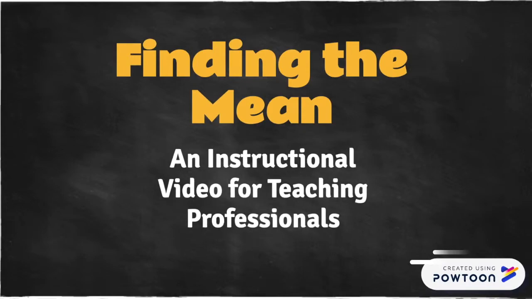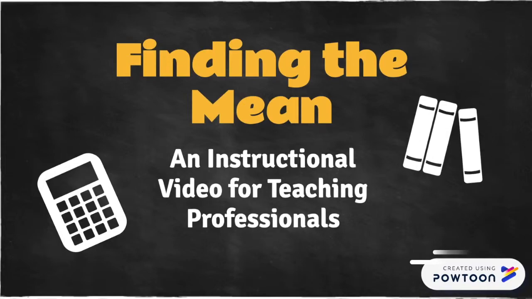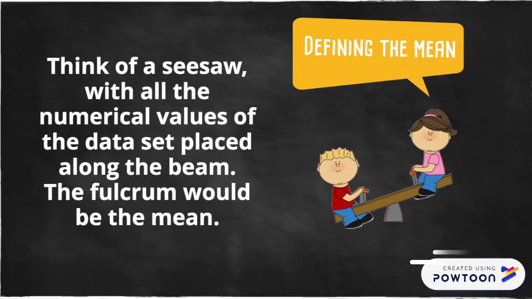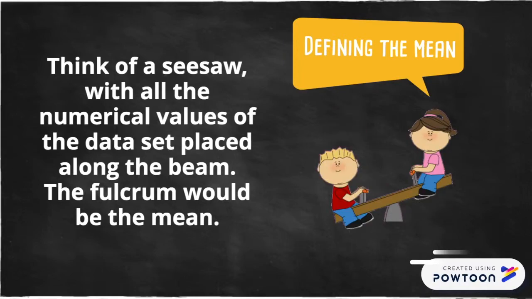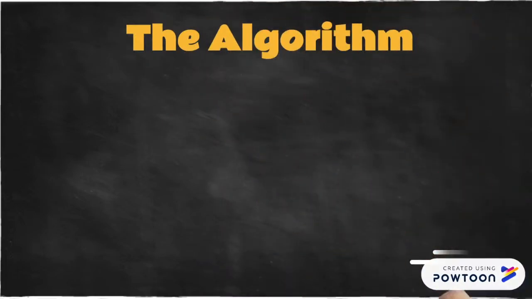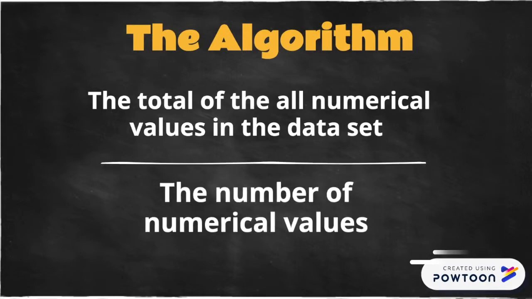You may have heard of the term average before, which is generally used to describe the mean, median, and mode in statistics. Another way of looking at it is to think of it as the balance point of a set of data. Think of a seesaw with all the numerical values of data placed along the beam. The fulcrum would be the mean. The algorithm for finding the mean is the total number of all of the numerical values in the data set divided by the number of numerical values.